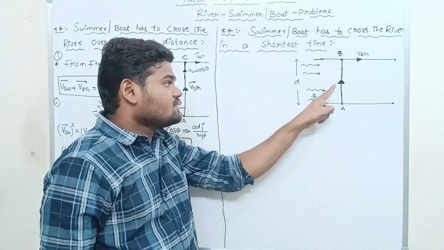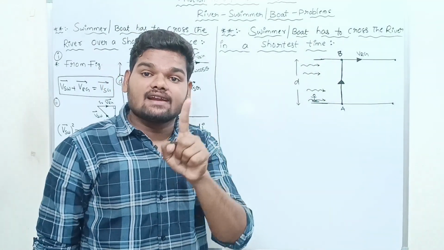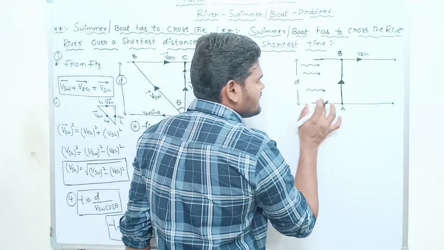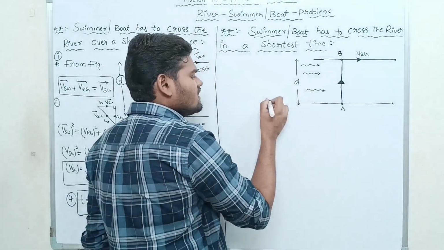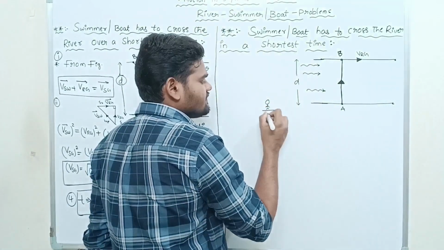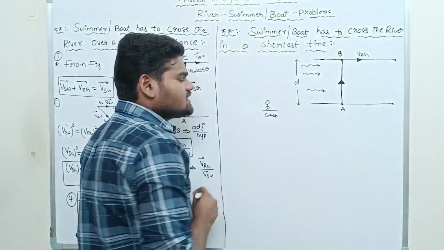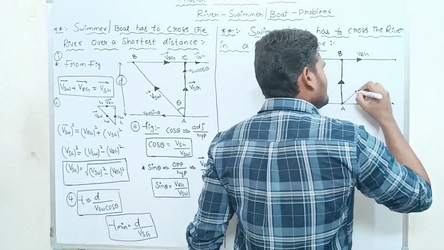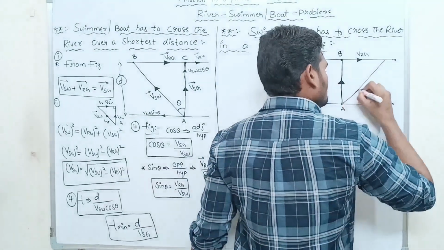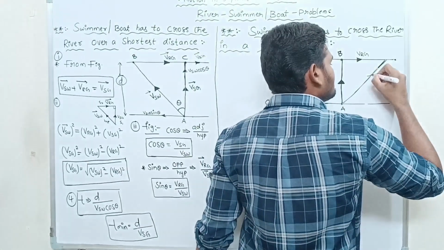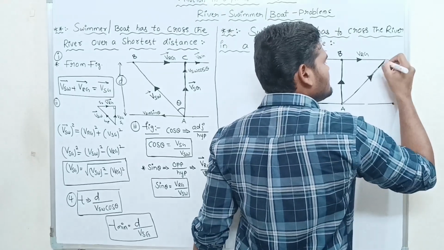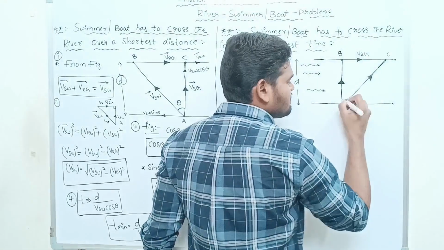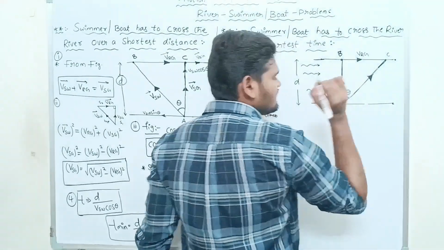So whatever the path of the swimmer is there, that is a straight line path. Now, whenever the observer is on the surface of the ground, now he is observing the swimmer. With respect to the observer, the path of the swimmer is like this. The observer feels that the swimmer moves like this, by making an angle theta with the vertical line.